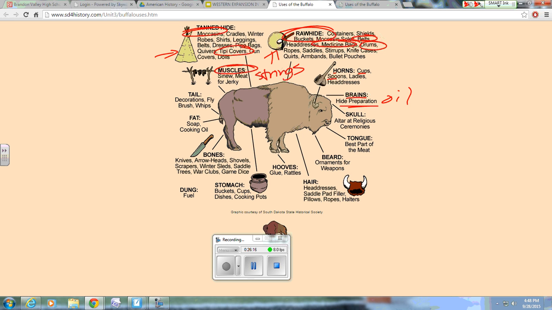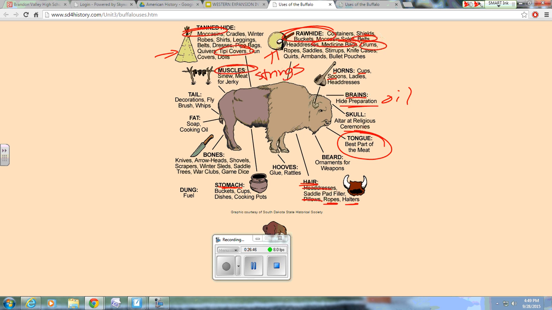Kind of interesting. The skull was used mostly for religious ceremonies. They would use it up on an altar of some sort. The tongue was considered the delicacy of the meal. Absolutely, it tasted the best. The hair was used for headdresses, but I thought this was really interesting. They used it for pillows, stuffing pillows, for ropes, because they could braid it, and even for halters on their horses. But the organs were also used, right?